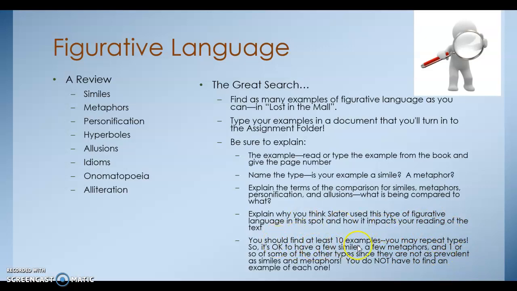And then again, I want to have 10 examples. You may repeat types. It's okay to have like 5 similes and 4 metaphors and a hyperbole, or 6 metaphors and 3 examples of alliteration and an example of onomatopoeia. I don't care what your combination is, as long as you have 10. You do not have to find an example of each one. Again, any number of any of them is fine as long as it adds up to 10.